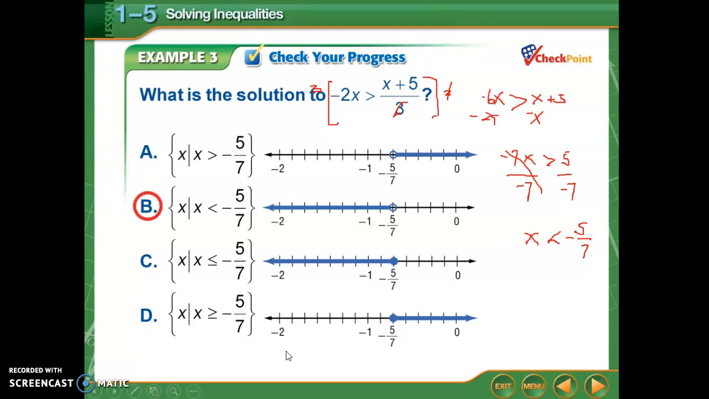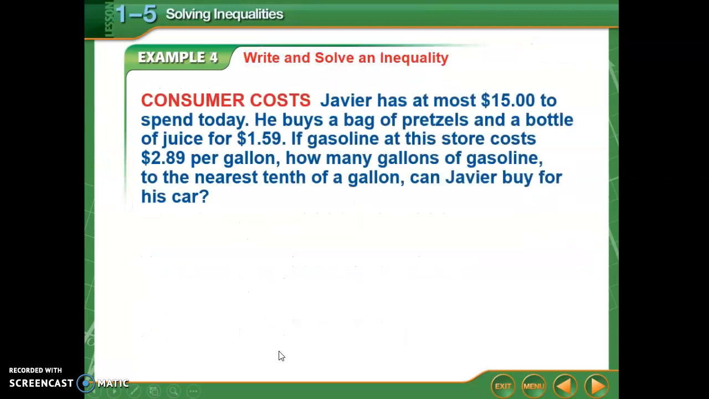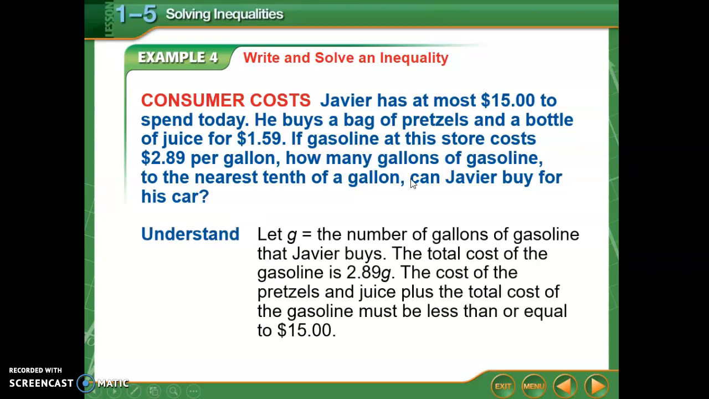All right, let's continue. Okay, this time we have a word problem, so hopefully this is our final example. Javier has at most $15 to spend today. He buys a bag of pretzels and a bottle of juice for $1.59. If gasoline at this store costs $2.89 per gallon, how many gallons of gasoline, to the nearest tenth of a gallon, can Javier buy for his car?